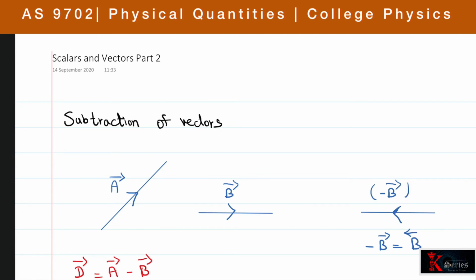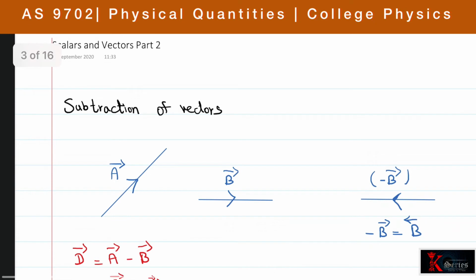However, if we change the direction to the opposite side, b is going to become minus b, right? And in this way we're going to do the head to tail method again, and a plus minus b will be equal to d, right? So what we're doing here is adding the vectors, however we're changing the direction of one of the vectors in order to get the correct resultant vector.